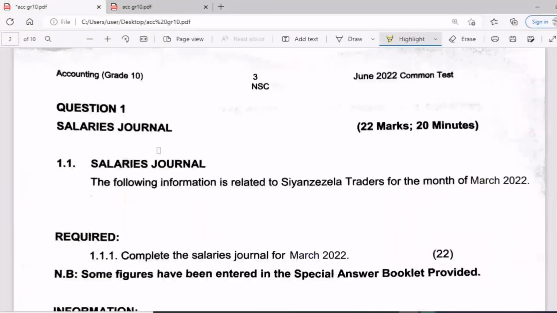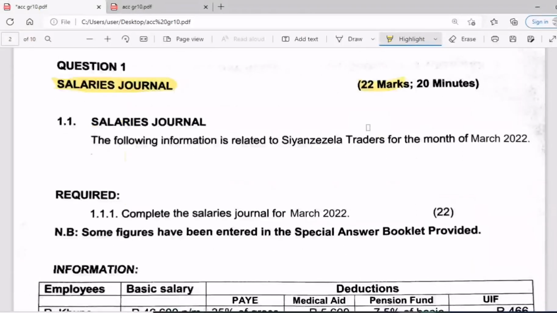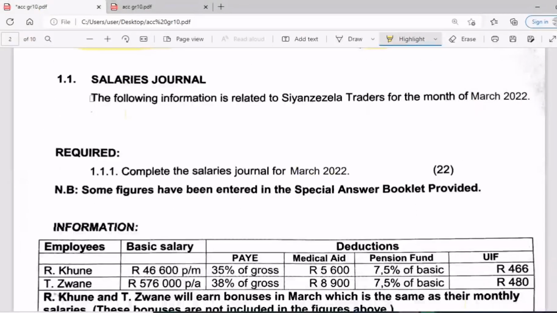Question 1 is based on the salaries journal, and I hope you are all familiar with the preparation of that journal. This question contributes 22 marks. Guys, this is a lot of marks, and it's possible to score all these marks. So let me take you through the question.